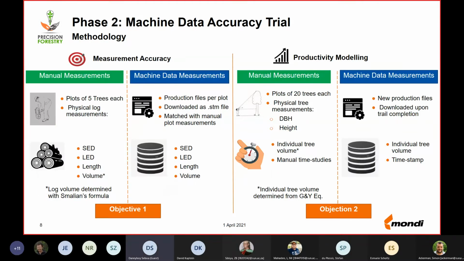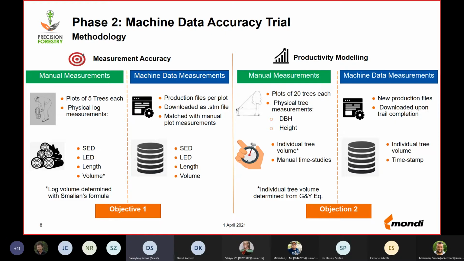Let's look at our methodology. For this, we had 2 main objectives. The first objective was to look at the harvesting head accuracy by comparing machine data measurements with manual measurements. And then the second objective was to compare a productivity model from machine data measurements with one from manual measurements.